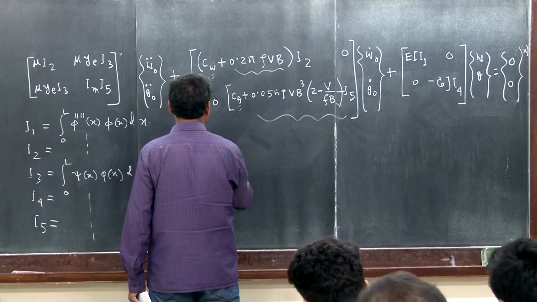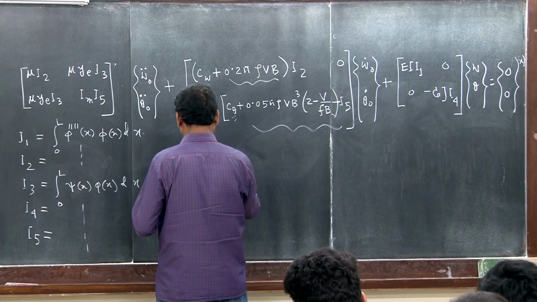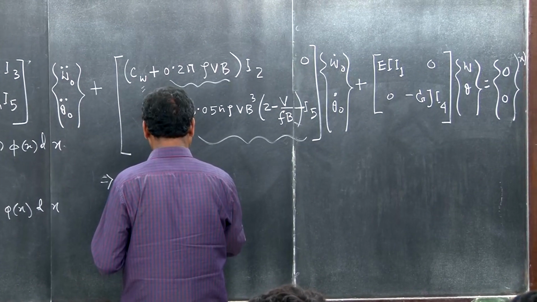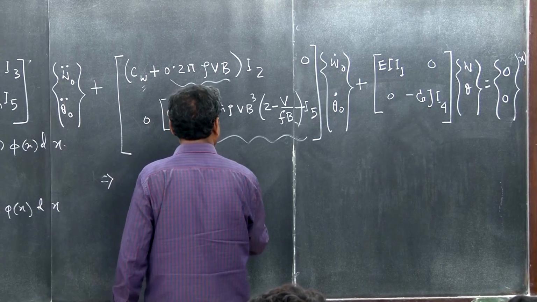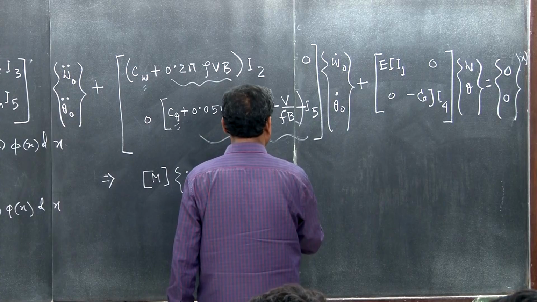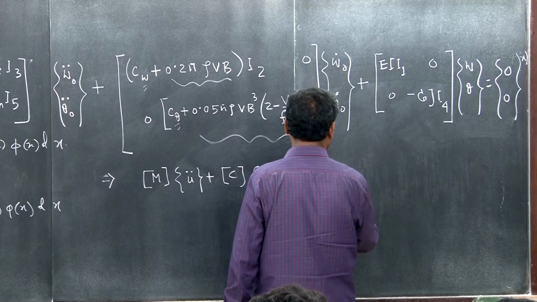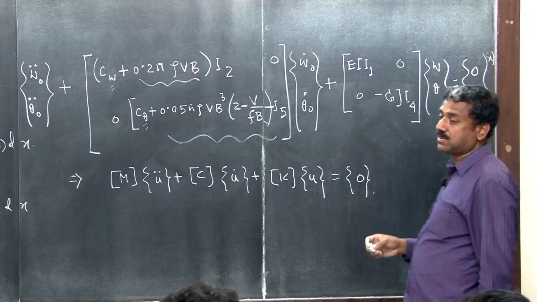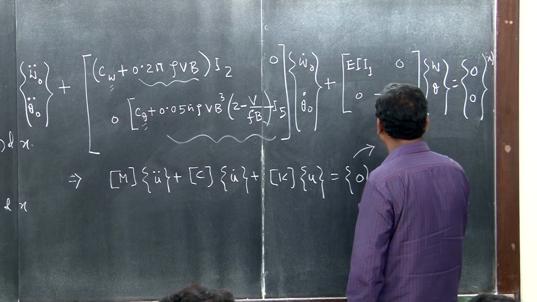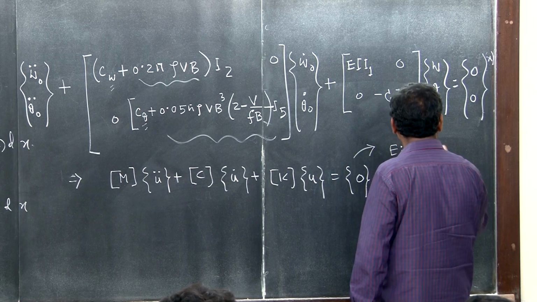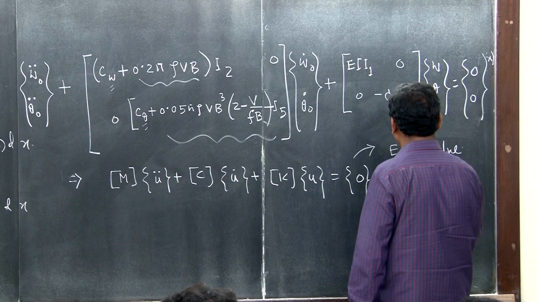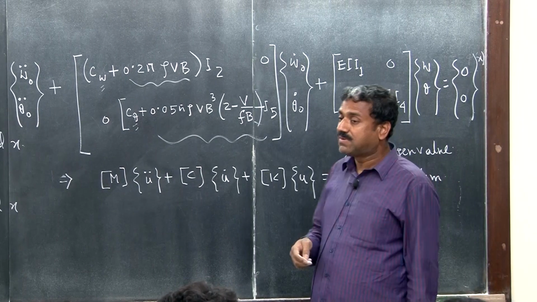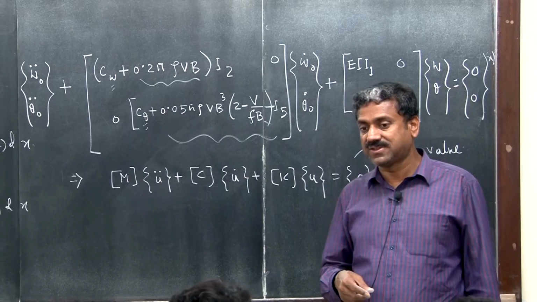You understand that? So ultimately, we will write it now in simplified form. This is nothing but the mass matrix. I will write it like that: M U double dot plus C U dot plus K U is equal to 0. This is a homogeneous system of equation, right? And this leads to what? This will lead to an eigenvalue problem, an algebraic eigenvalue problem now, because we have used a Galerkin approach to convert the differential operator into algebraic expression, right?